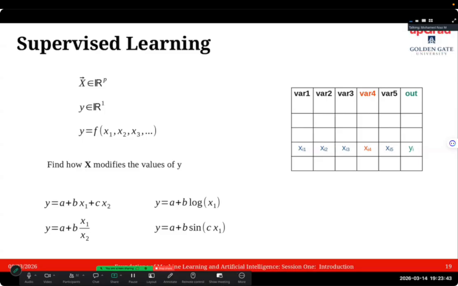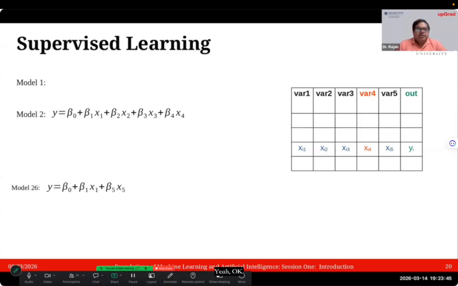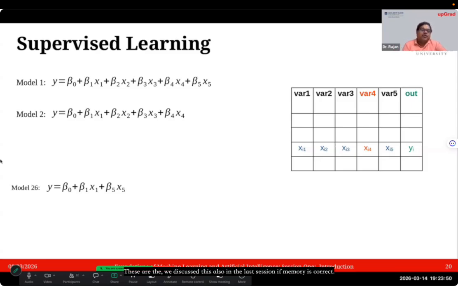Got it. So what do I mean by different models? We discussed this also in the last session, if my memory is correct. We would try out all these different kinds of models. Each one is a different model, that is, a different idea. The first model says I use 5 variables linearly. The second model says I use 4 variables linearly. The 26th model says I'm using the first variable and the 5th variable linearly. So these are all different models.